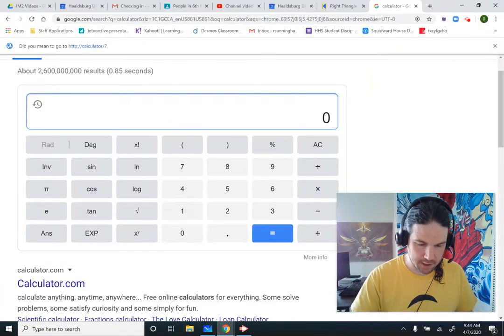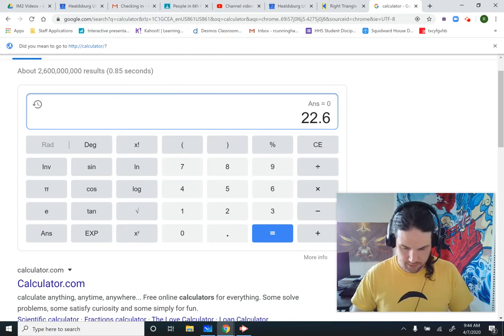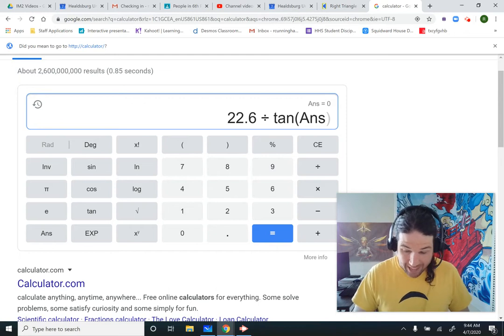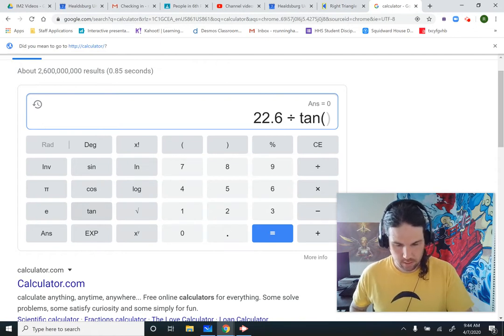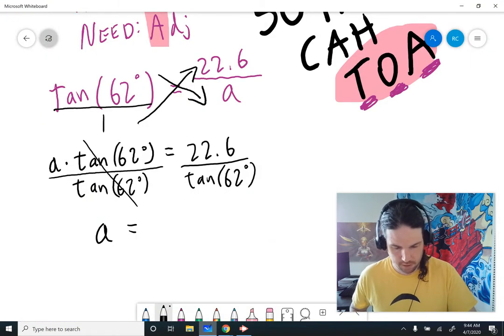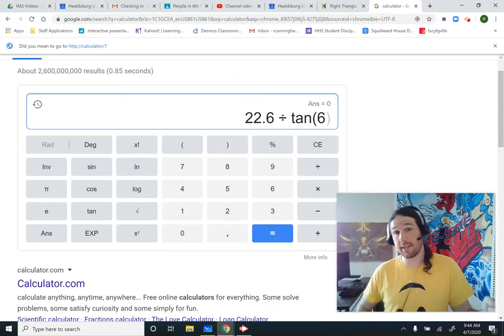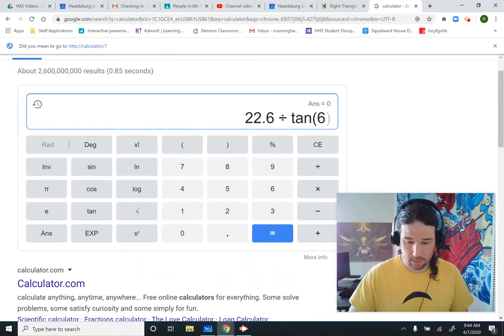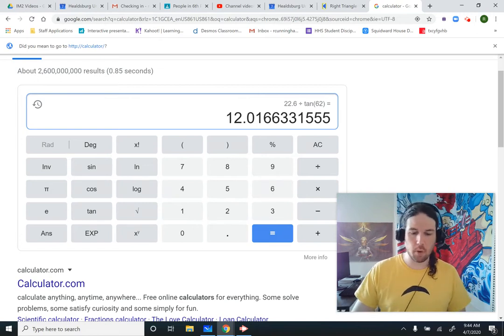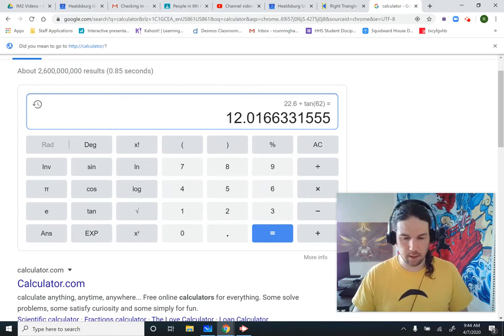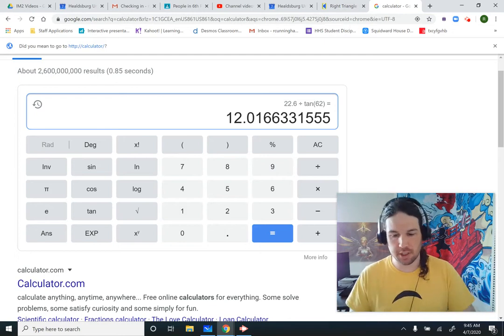22.6 divided by tangent 62. 22.6 divided by, I wonder if I could just type it in. 10? I can. That's kind of cool. But I'm going to go ahead and hit the button. Tangent. Wait, it wasn't 62. It was 52. It was 62. This is why you write stuff down, because my memory is just awful. And then equals. We get 12.016. It didn't specify what to round to, so we'll just say 12.02.